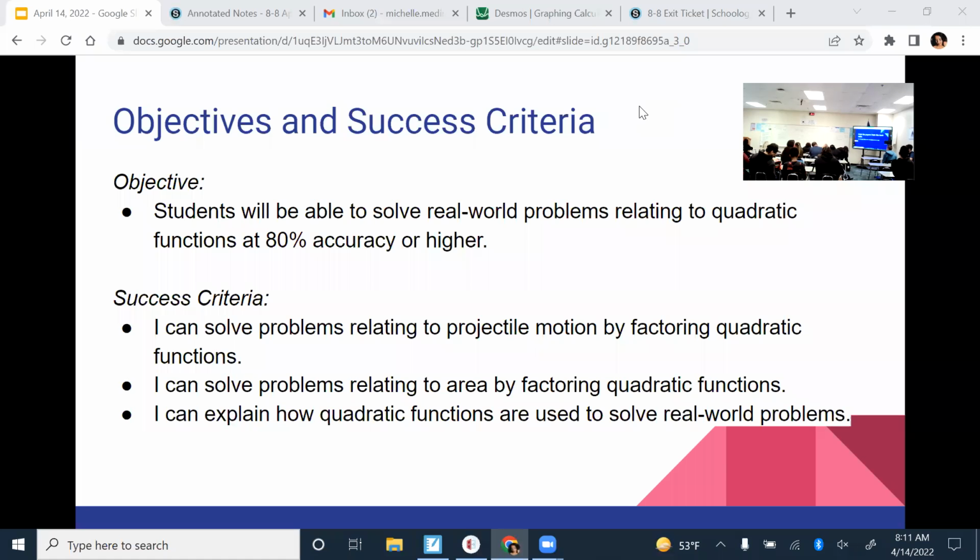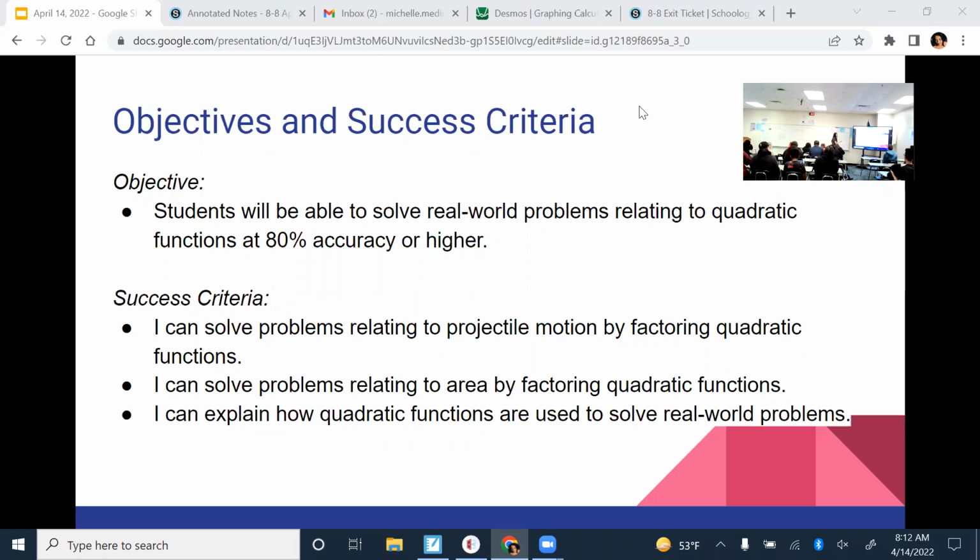But the goal of today's lesson is to be able to solve real world problems using our quadratic functions. So things like area or projectile motion, you have to know what the problem is asking you to do. And then we've learned a bunch of different ways to solve quadratic functions over this unit. So the way that you choose is really up to you. So that's kind of the nice thing about it.